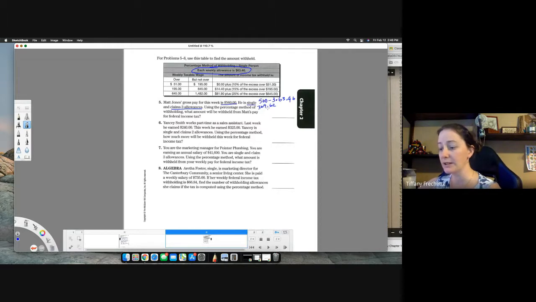So now what we need to do is figure out where does this fit in the chart. So it's 51 to 195. Well, it's definitely over that. So let's go to the next one, 195 to 645. Okay, this is where we fit. It's in between these 2 numbers. So we know we're going to use this rule right here.